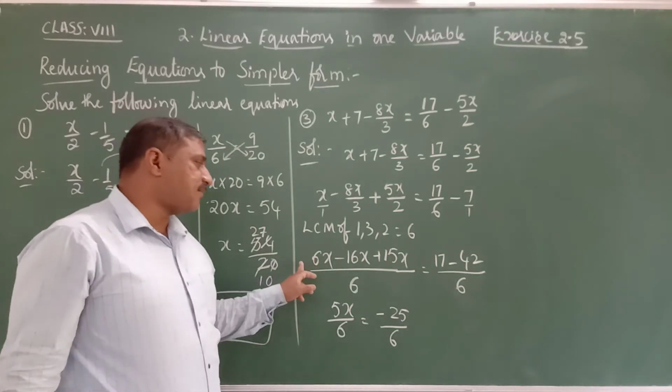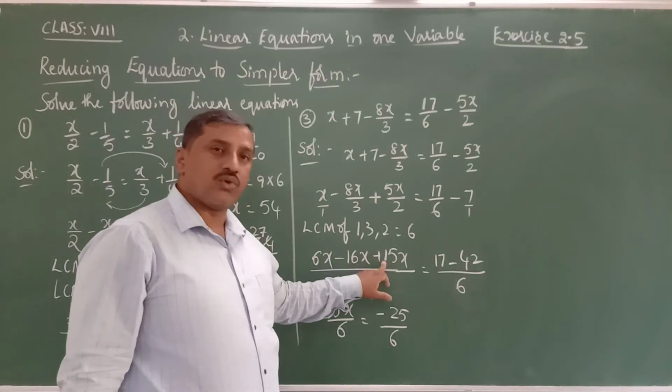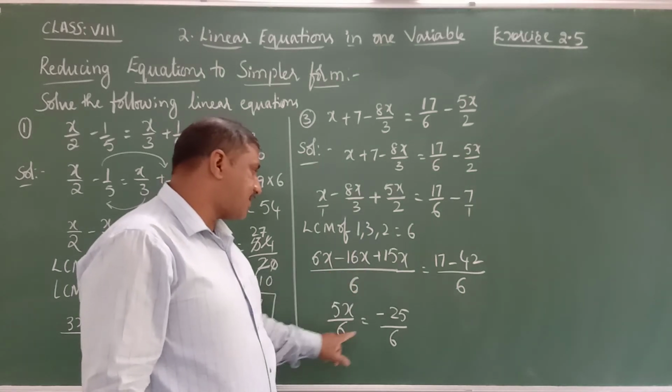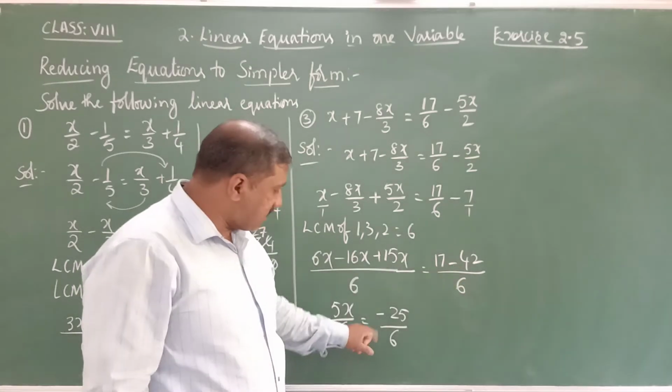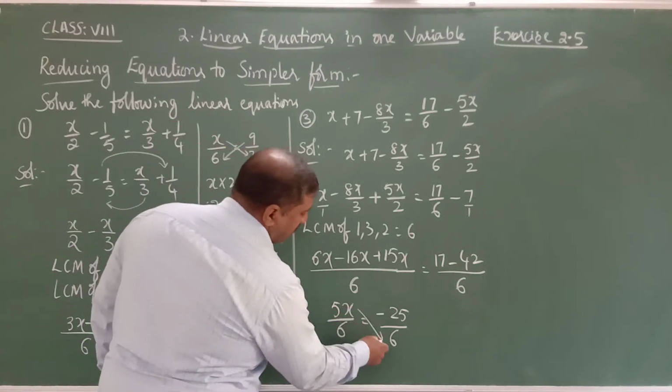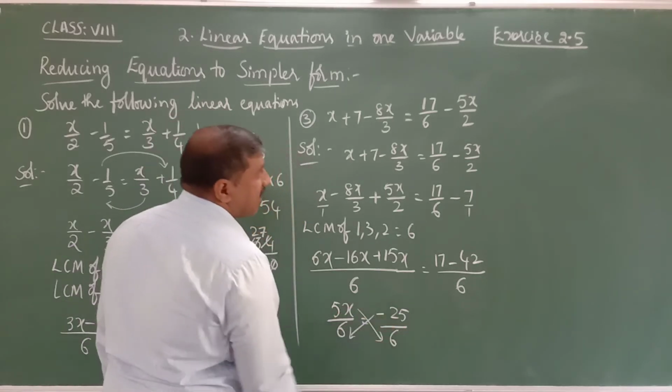That is, add the positive values, 6 and 15 is 21. 21x minus 16x is 5x by 6. 17 minus 42 is minus 25 by 6. Now go for cross multiplication. So what do we get by cross multiplying?